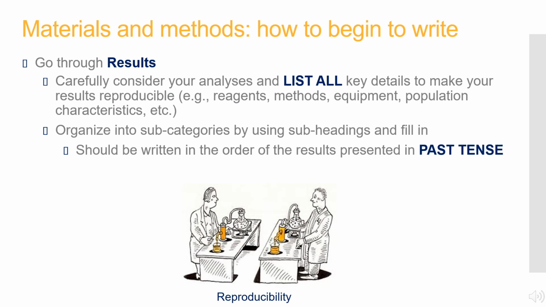When writing your materials and methods, go through your results. Carefully consider your analysis and list all key details to make your results reproducible. You then organize into subcategories by using subheadings and fill in. Everything should be written in the order of the results presented and in past tense.